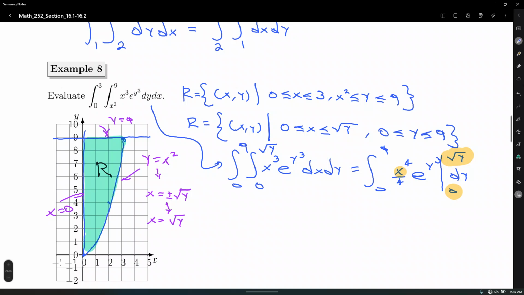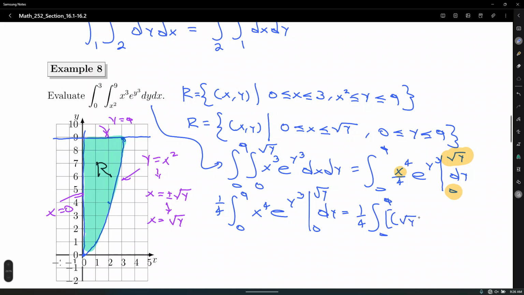All right. Upper limit, let me take the 1/4 outside. That's a multiple constant, from 0 to 9. x to the 4th, e to the y cubed, dy, from 0 to root of y. So that is 1/4 integral from 0 to 9, upper limit, which is root of y to the 4th minus 0 to the 4th, e to the y cubed dy.